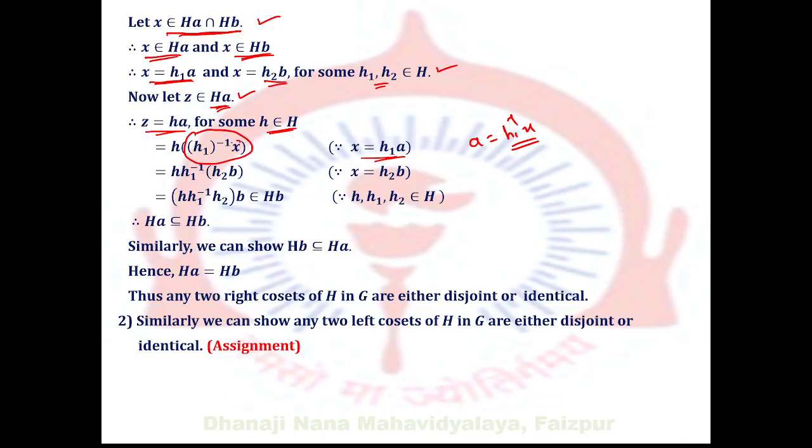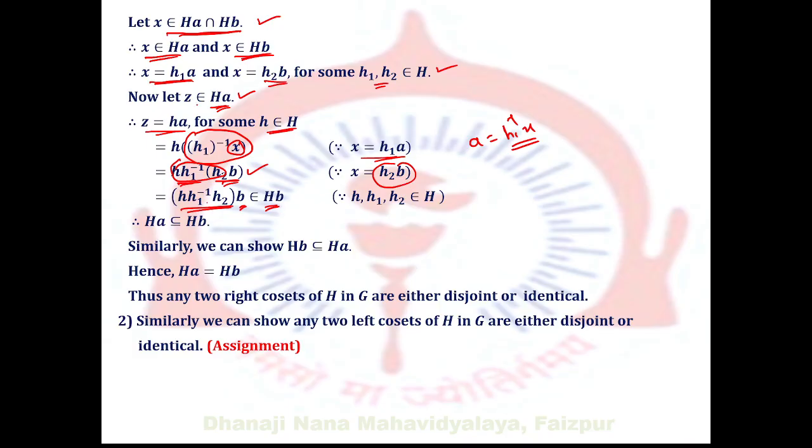इथे ही x ची value आपण put केली, x ची value आहे तुमची h2 B, त्याच्यामुळे x ची value put केली आणि ही h into h1 inverse into h2 B याप्रमाणे. So all these three are elements of H. हे सर्व H चे element झाले. हा H चे element झाला into B, म्हणजे हा element झाला तुमचा HB चा.